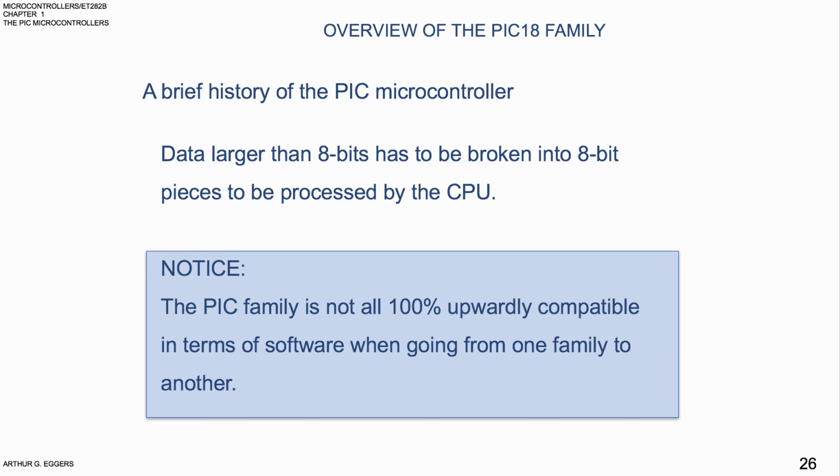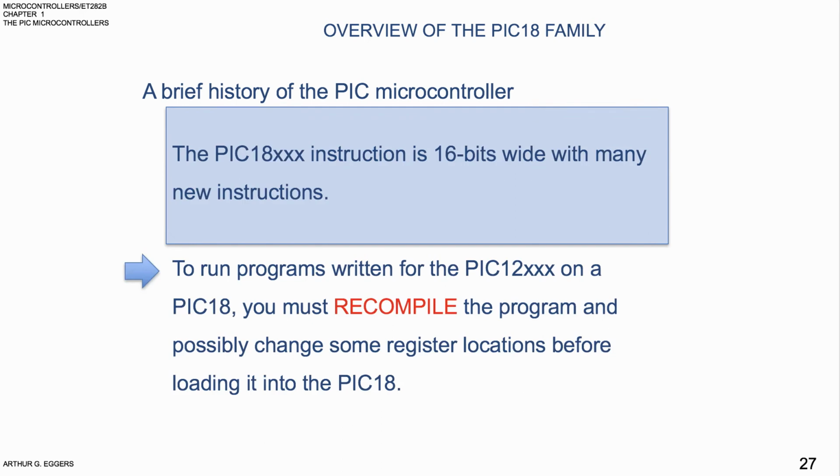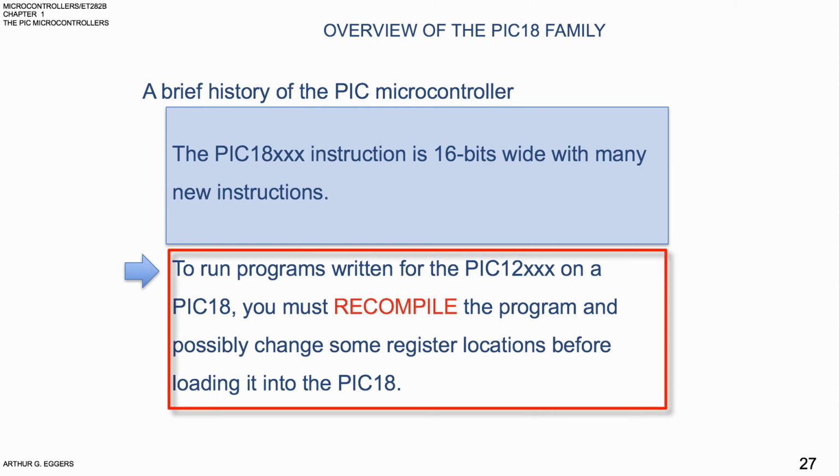One of the problems with the PIC family is that they are not all 100% upwardly compatible in terms of software when going from one family to another. For example, while the PIC12 and PIC16 have a 12-bit and 14-bit wide instruction, the PIC18 instruction is 16 bits wide with many new instructions. To run programs written for the PIC12 on a PIC18, you must recompile the program and possibly change some of the register locations before loading it into the PIC18.